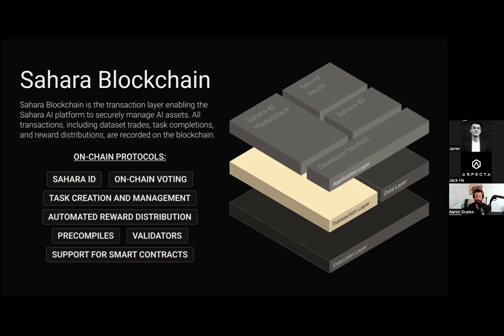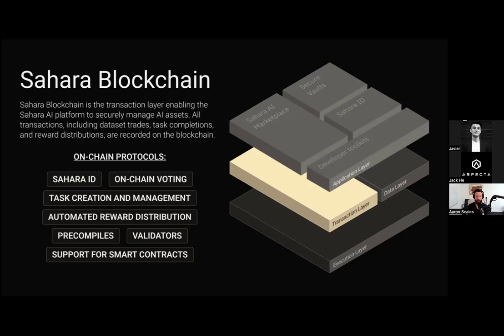And some of the key things we're putting on chain associated with that would be things like Sahara's identity management, all the voting having to do with quality, but also governance of the protocol itself, the actual task creation and management for everything we're doing in our marketplace, that reward distribution I've spoken about to make sure that it happens in a trustless way.